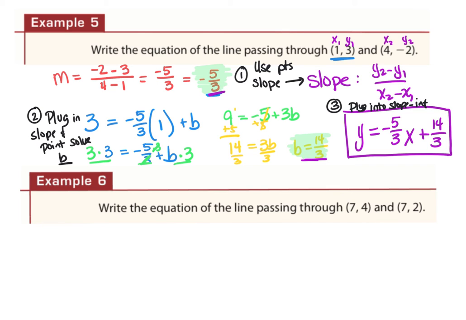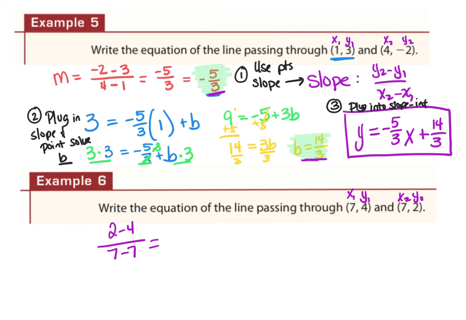Write the equation of the line passing through the points 7, 4 and 7, 2. All right? 7, 4, 7, 2. Do I know my slope yet? I don't. They did not give it to me. This is a special case though. I have x1, y1, x2, y2, all right? y2 minus y1, that's 2 minus 4. x2 minus x1, that's 7 minus 7.